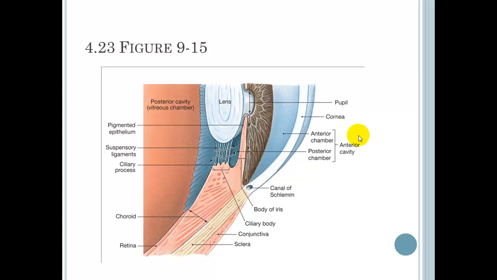Alright, in the anterior cavity we have the anterior and posterior chambers, and in the posterior cavity we have the vitreous chamber, which is back here. Again, choroid, retina, sclera, the white of the eye, ciliary body. This is going to adjust the lens. The iris is the colored part of your eyeball.